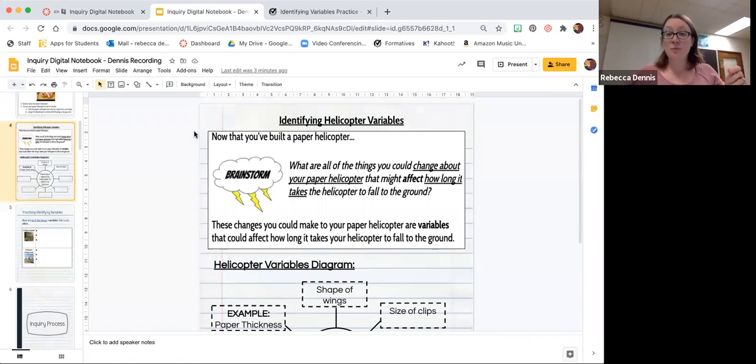If you're using your spiral notebooks, this is the time to take that out. Okay, identifying helicopter variables. Now that you built a paper helicopter, we're going to brainstorm. What are all the things that you could change about your paper helicopter that might affect how long it takes the helicopter to fall to the ground? These changes you could make to your paper helicopter are variables that could affect how long it takes your helicopter to fall to the ground.